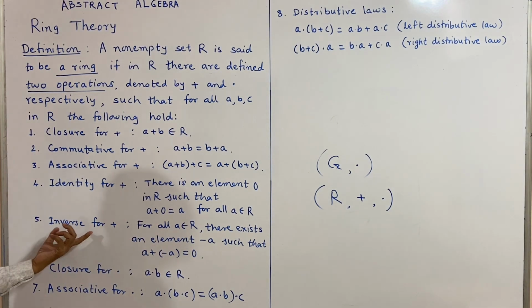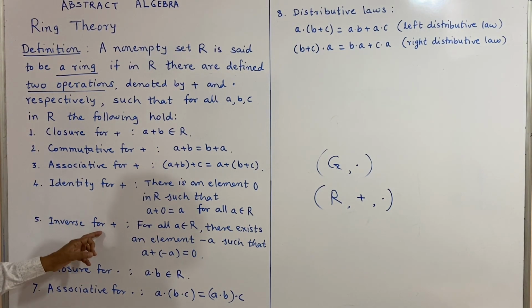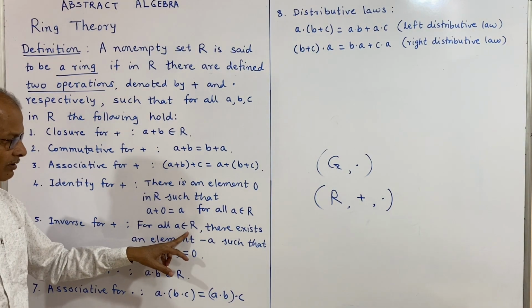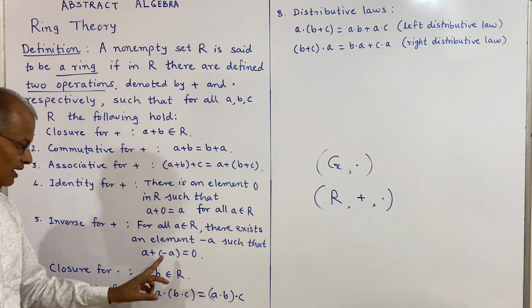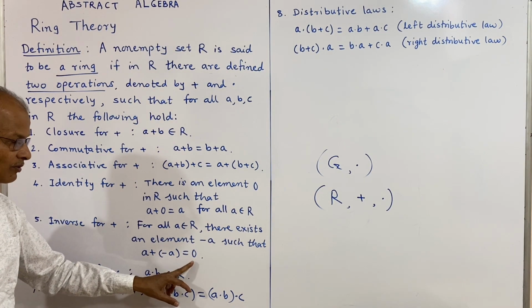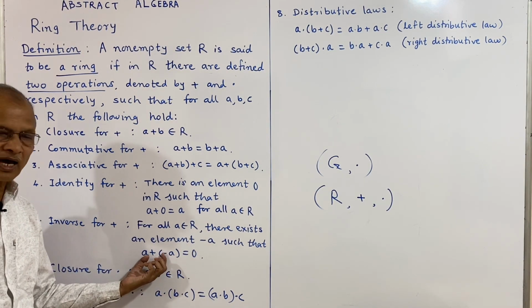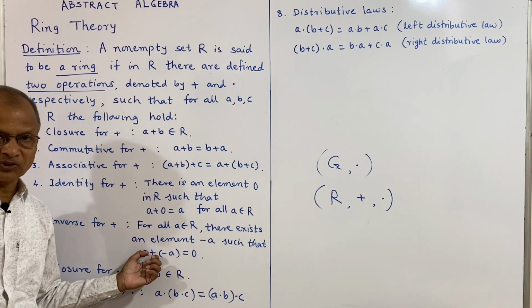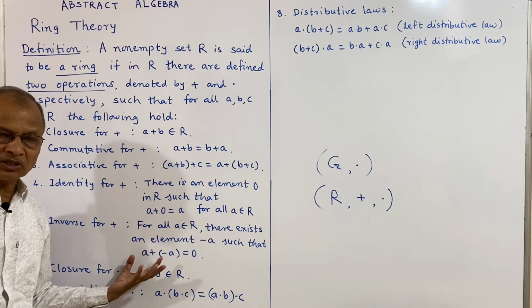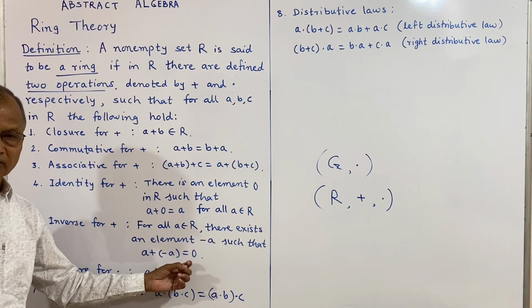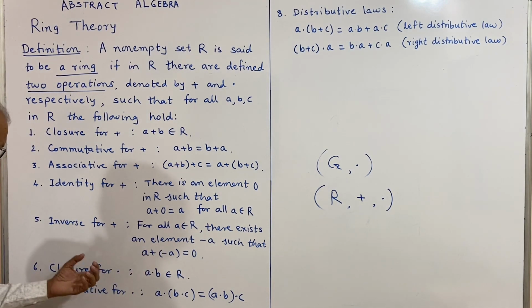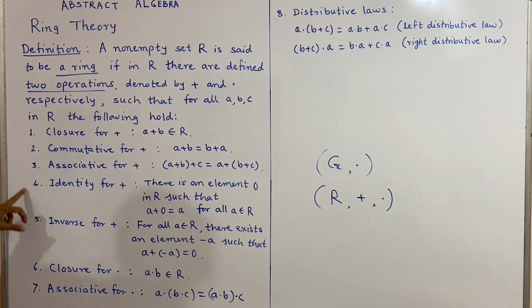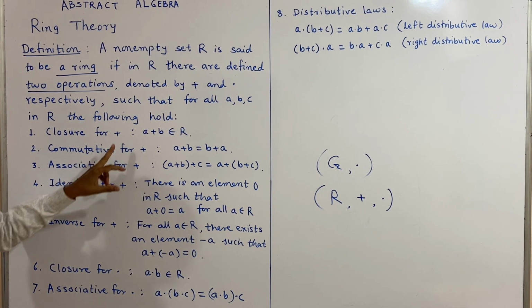Such an element 0 is known as the identity for plus. And inverse for plus, or additive inverse: for all A belongs to R there exists an element negative A such that A plus negative A is equal to 0. Then the two elements are said to be inverses of each other. If their addition results in the identity element, that is 0, then the two elements are additive inverses of each other. So these are the axioms or laws associated with the addition operation plus.